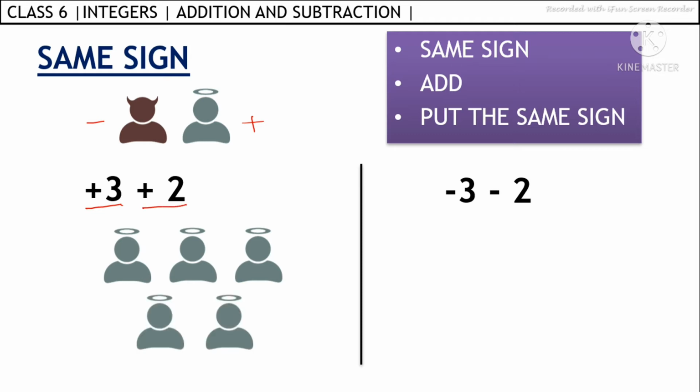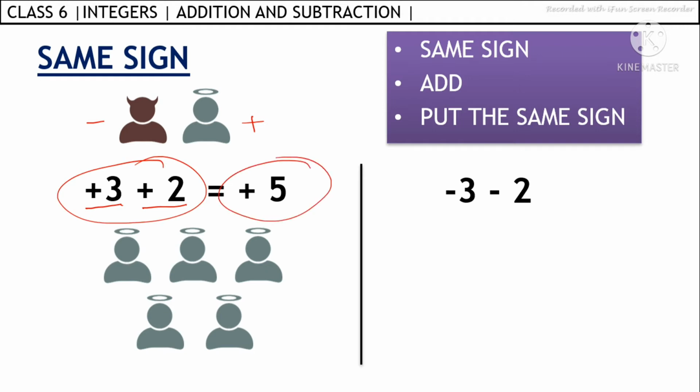Now you can see here 3 heroes. Next again 2 heroes. Total 5 heroes. As there are no villains here, meaning there are no negatives, there will be no fight. Hence these heroes add up to make 5. So 3 heroes and 2 heroes, 5 heroes. Or else 3 positives and 2 positives gives you 5 positives. Now let's do the next one.